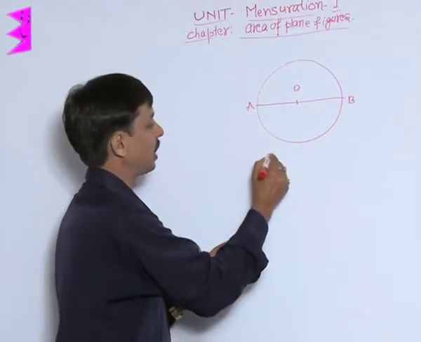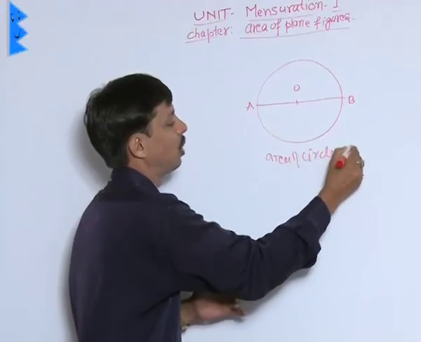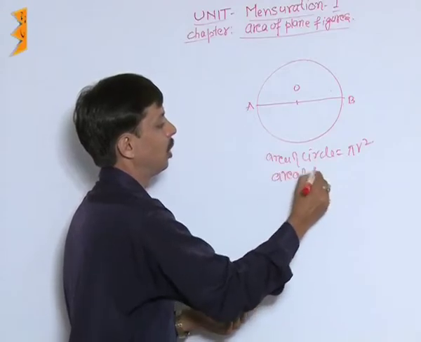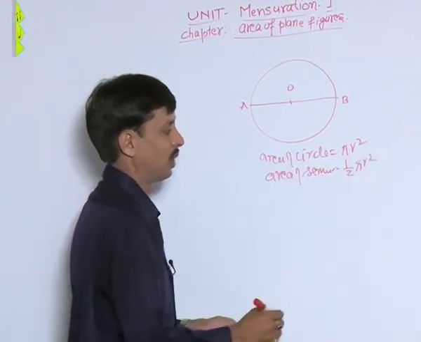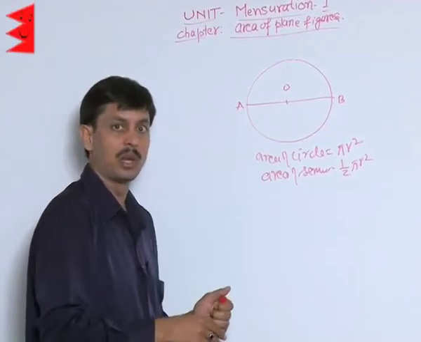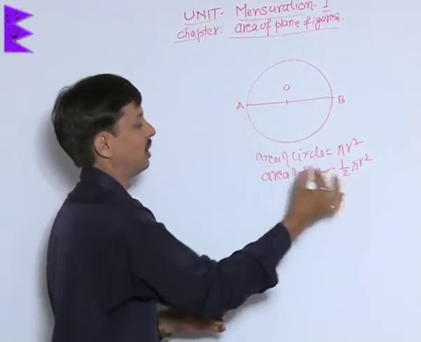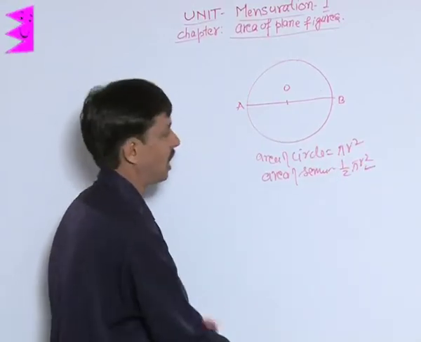So what is the area of the circle? The area of a circle we call pi r square. The area of a semicircle is half pi r square. So there is one particular case when the segment is a semicircle, then the area is half pi r square.